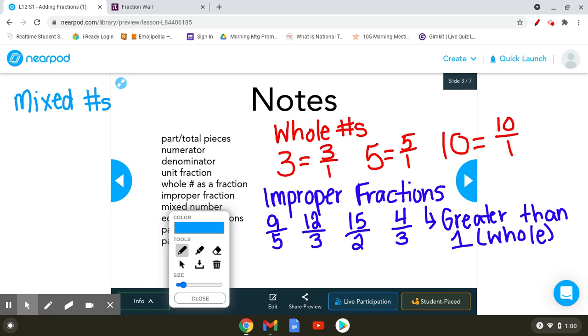So mixed numbers are, if you think about your shoe size, maybe you wear a 6.5. That's an example of a mixed number. 8 3/4. Maybe if you're cooking and you need a lot of flour, maybe you need 1 1/3 cup of flour. So a mixed number is made up of a whole number and a fraction.